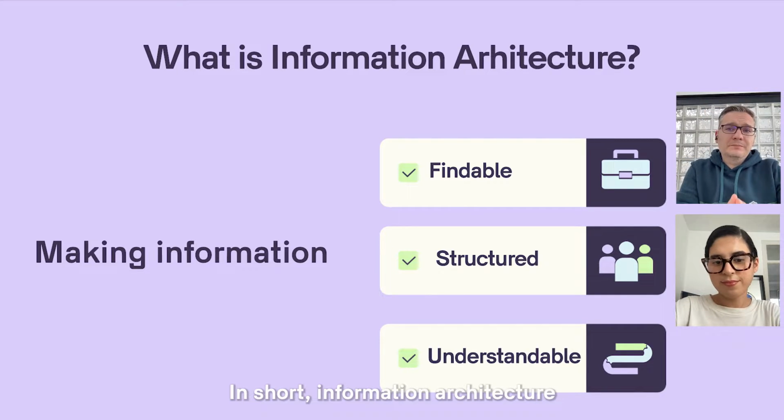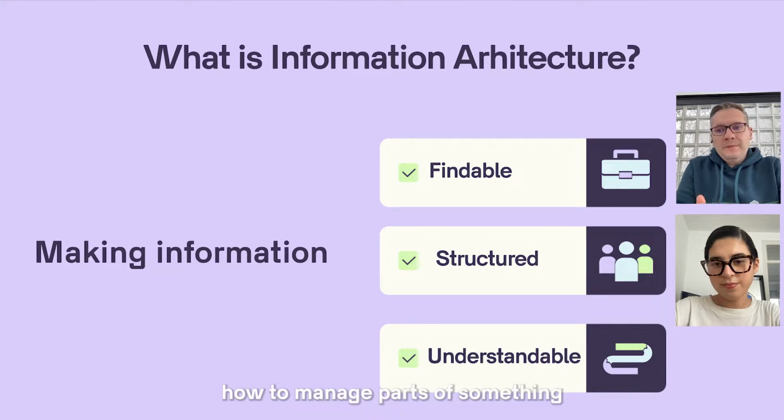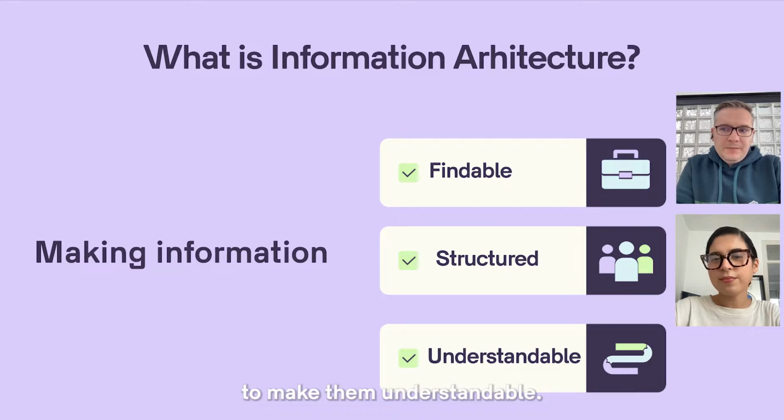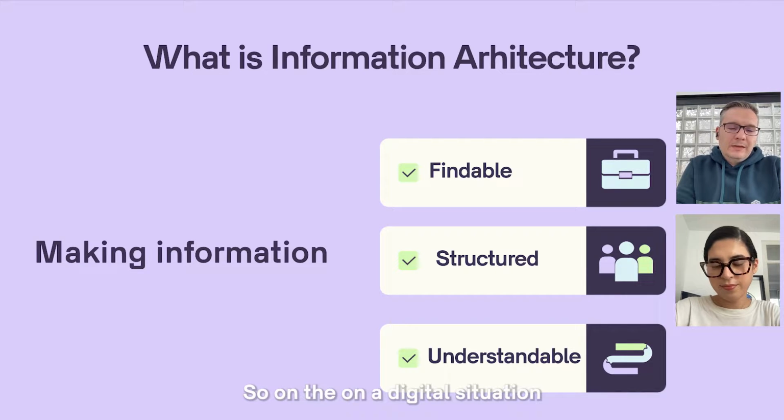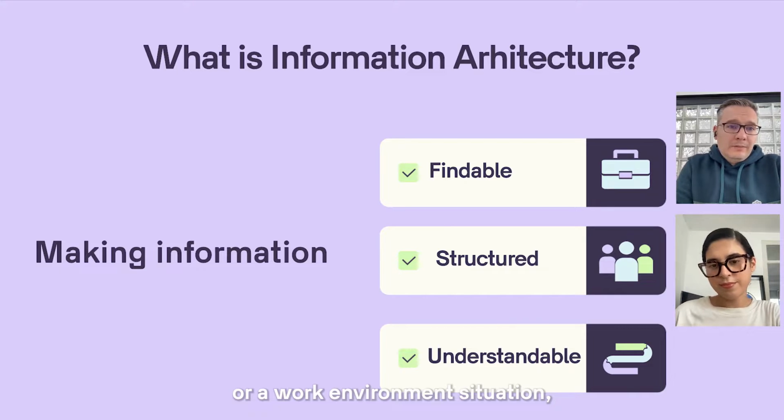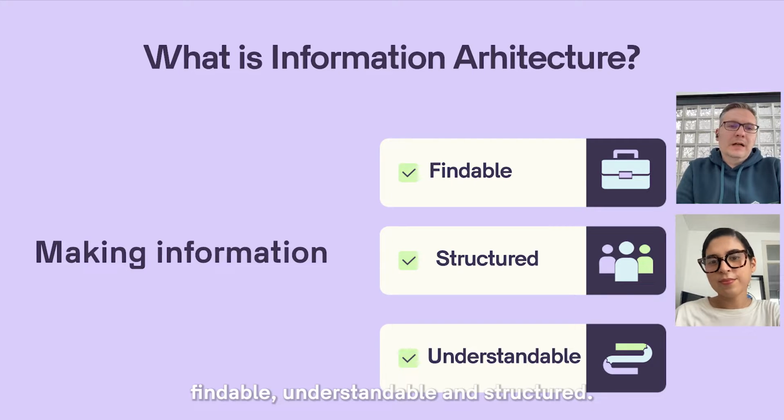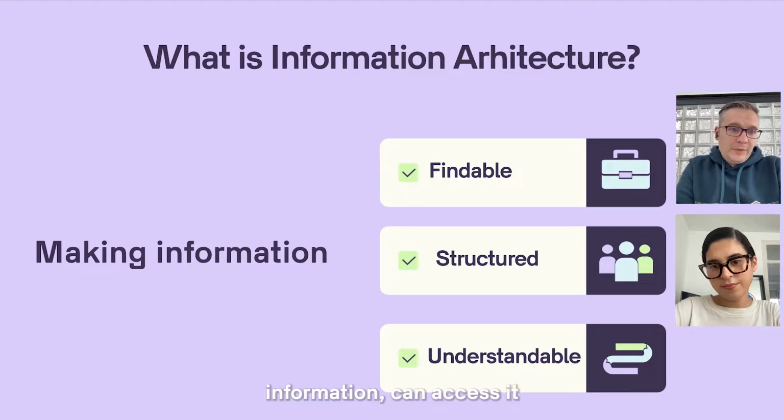In short, information architecture is a practice of deciding how to manage parts of something to make them understandable. So in a digital situation or a work environment situation, we're trying to make information findable, understandable, and structured. So everyone that is going to use that information can access it and understand it easily. So we're trying to make it in a way that even if you're not a specialist in that field, you can understand what is happening in that field or in that department.